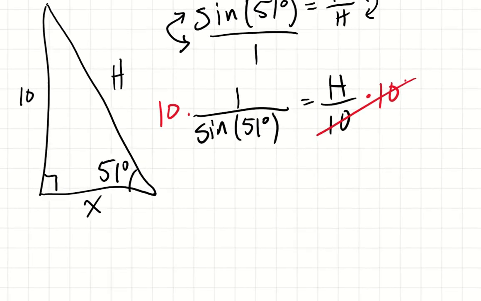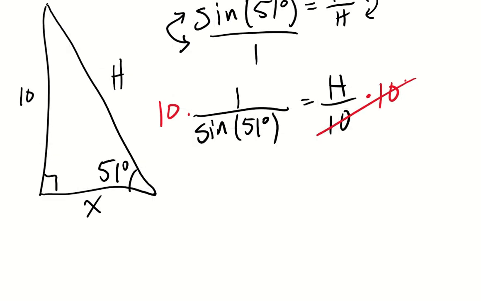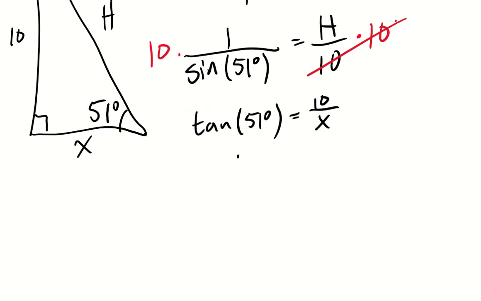I'm going to do the cosine, or actually I'm going to do tangent because we already have the 10, and 10's easier to work with than 12.9. So I'm going to say tangent of 51 degrees equals opposite over adjacent, so 10 over x. And then I'm just going to flip again like I did on the last one. So I'm going to say 1 over the tangent of 51 equals x over 10.